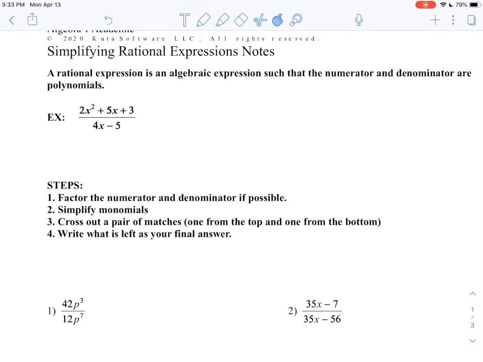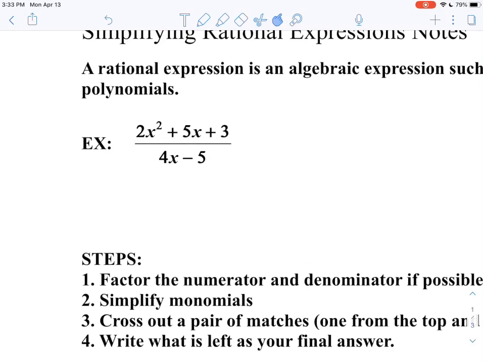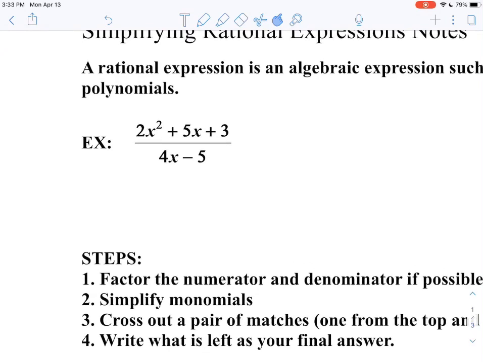So our new chapter is rational expressions and rational equations. So we're going to just start off with simplifying rational expressions. Okay, so a rational expression is an algebraic expression, so it has variables, such that the numerator and denominator are polynomial. So this is an example right here of a rational expression. So no equal sign. I have a trinomial in the numerator and a binomial in the denominator.